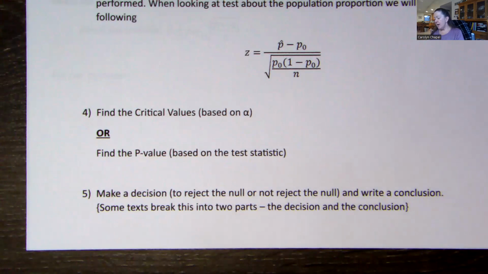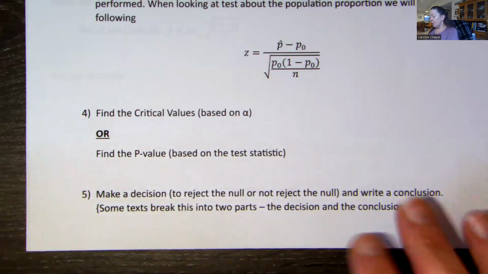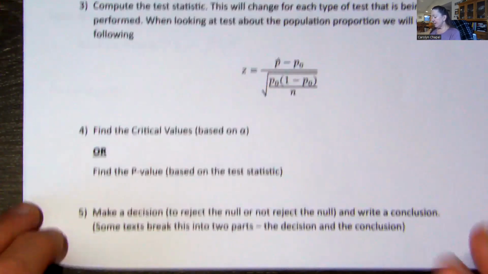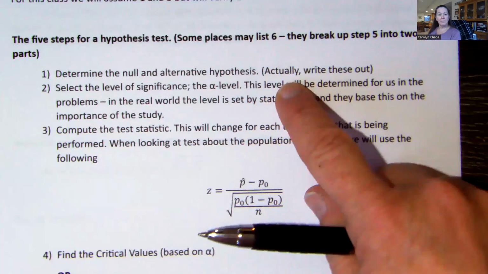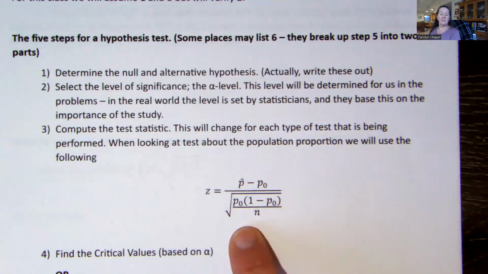then write our conclusion. A lot of people in other textbooks will break these two parts up. Step five would be make the decision, reject or not reject, and then step six is to write the conclusion. But we do need to make our decision, and we do need to write the conclusion, no matter what type of hypothesis test this is. So the biggest difference between one type and the next type is a little bit about the null and alternative. They may look slightly different, and then our test statistic formula may look different as well.